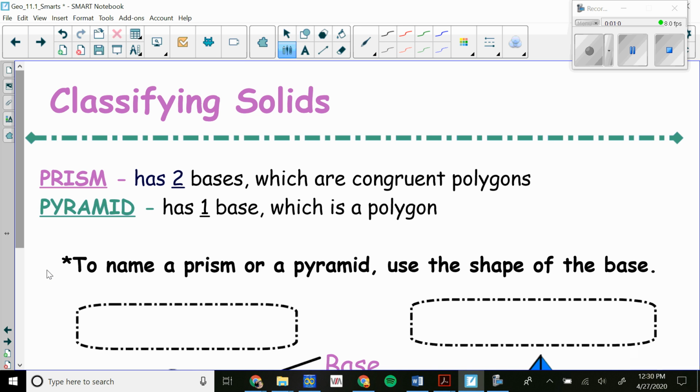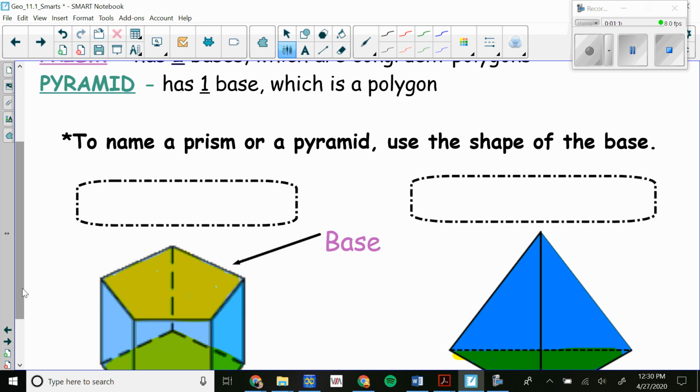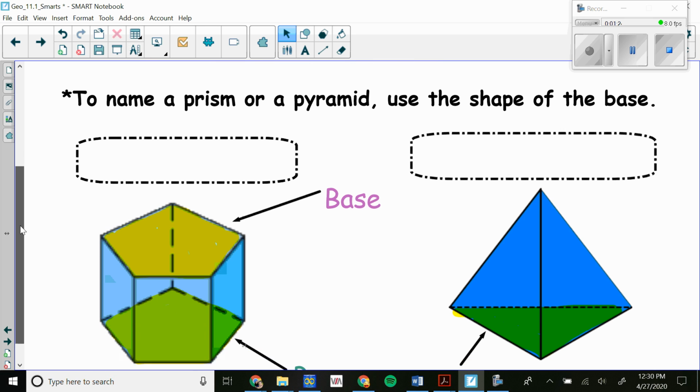We have two types. The first type is a prism, which has two bases that are congruent polygons. And then a pyramid is the other type, which has one base, and that's also a polygon. Usually the pyramids go up to a point on the opposite side of the base. To name a prism or a pyramid, we use the shape of the base.